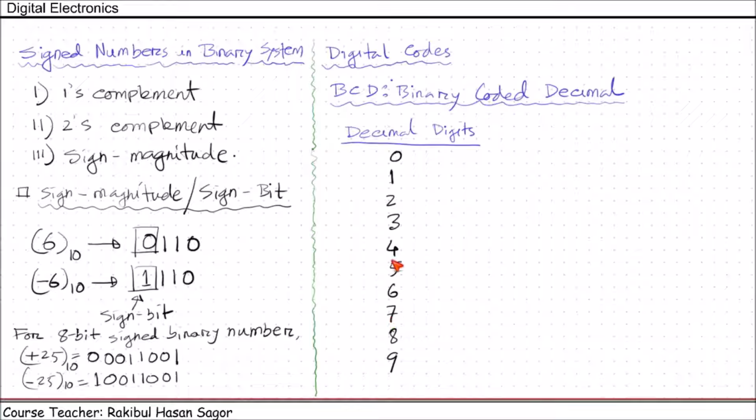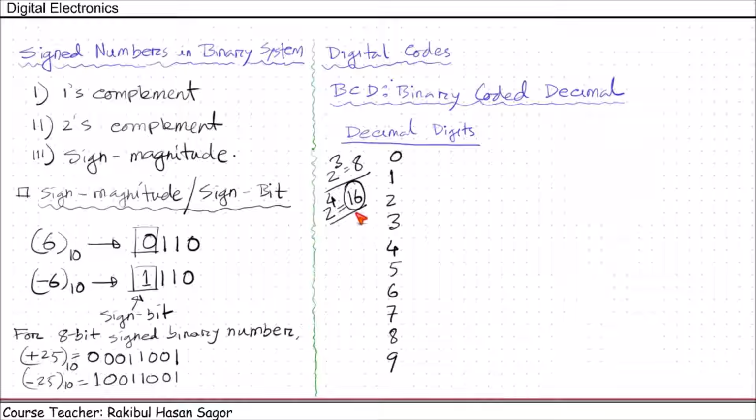Now, in order to represent each digit using binary system, what is the minimum number of bits required? We know using 3 bits, we can represent 8 symbols. That means if we have 3-bit binary, then that will give us 2 to the power 3 equal to 8. So we can represent 8 distinct symbols. Here we have 10 symbols. In order to represent 10 symbols, we need 4-bit binary. But using 4-bit binary, we can represent 16 symbols. But for decimal system, we have 10 symbols.